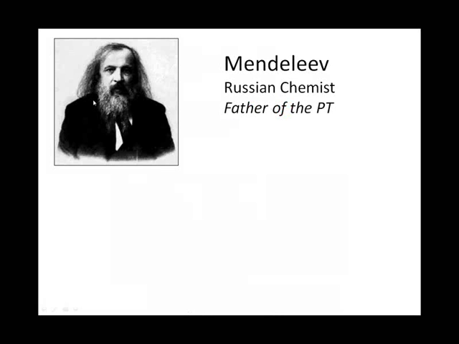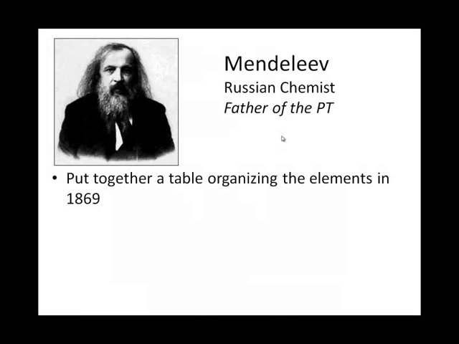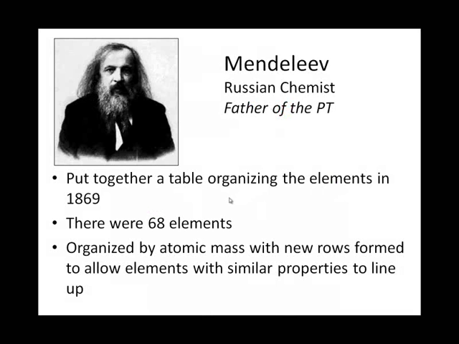Mendeleev, that good-looking guy right here, is a Russian chemist. He's considered to be the father of the periodic table. He put together the table organizing the elements back in 1869, and at the time there were 68 elements. He organized them by atomic mass, with new rows formed to allow elements with similar properties to line up.